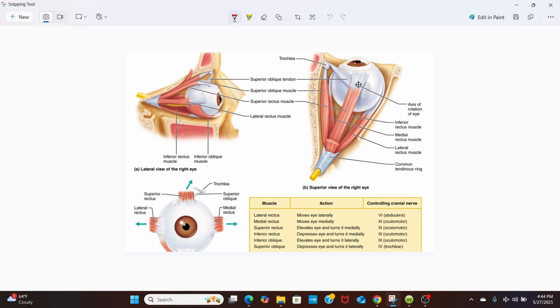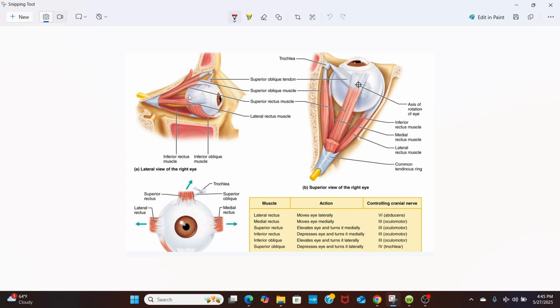The next muscle is the inferior rectus muscle, which is this inferior rectus muscle. It also originates from this same common point in the back of our eye socket and inserts to the inferior surface of our eyeball. What it does is it moves our eyeball downwards and medially. The next one is the lateral rectus muscle, which is this. It also starts from this common point in the back of our eye socket and inserts to the lateral surface of our eyeball. It causes the eye to move laterally.